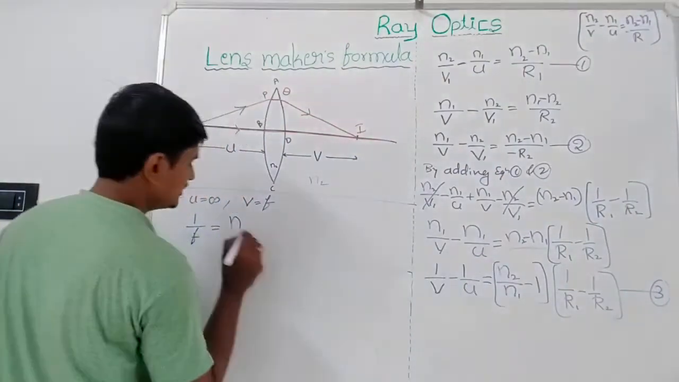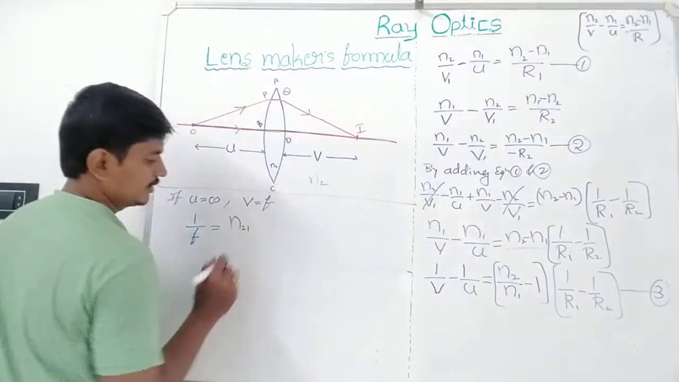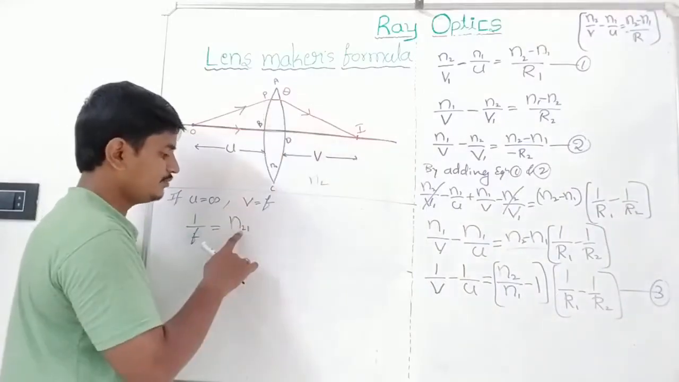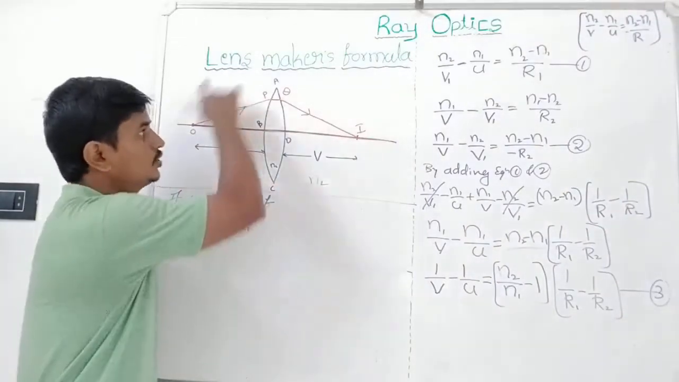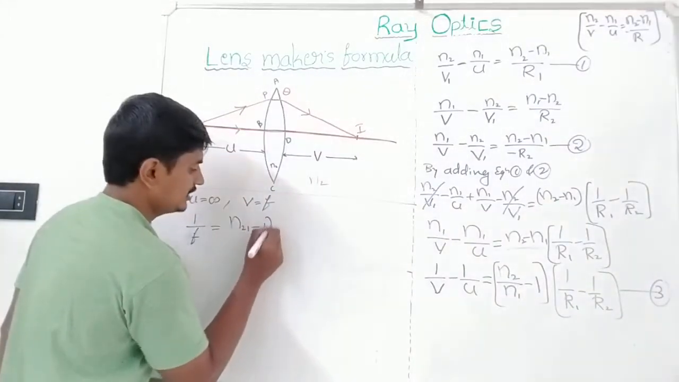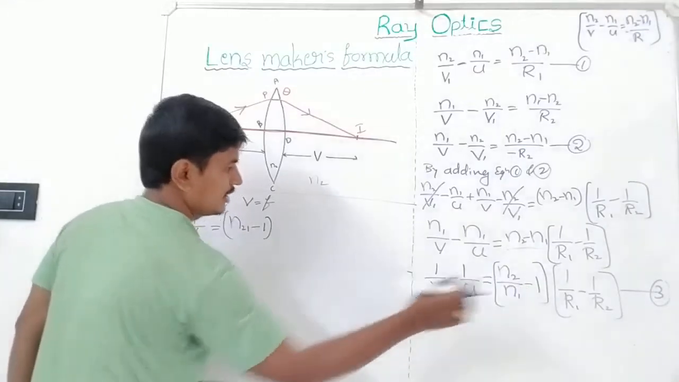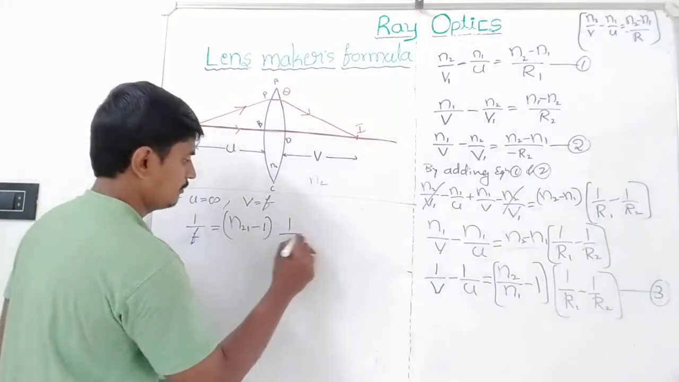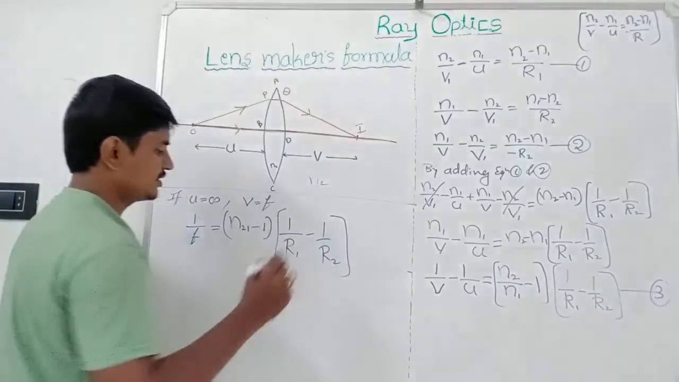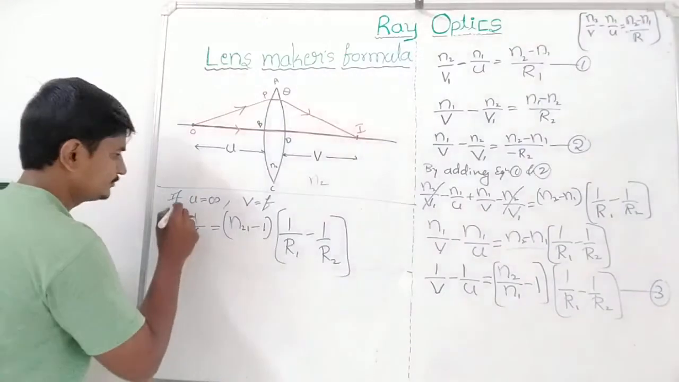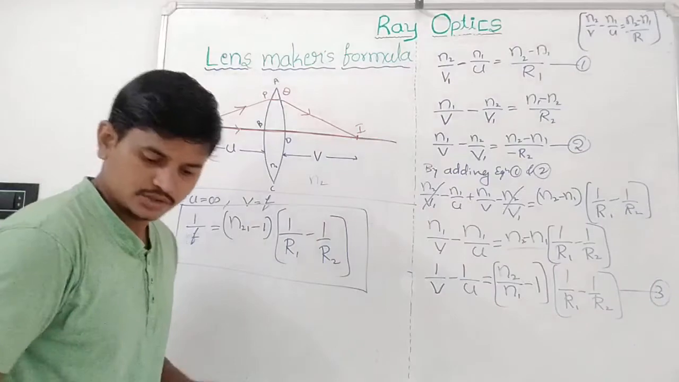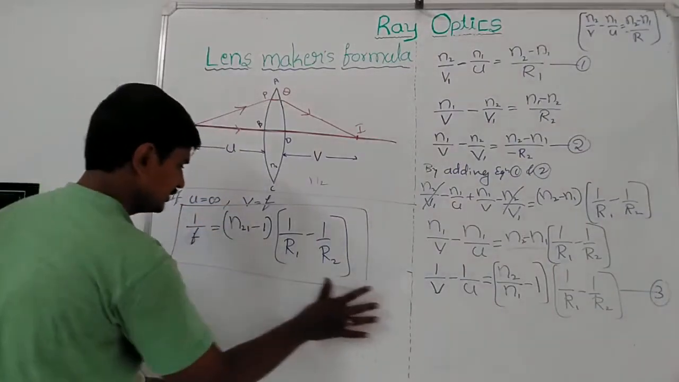This equation can be written as n21, nothing but the refractive index of the lens medium, that is the second medium here, with respect to surrounding medium n1. Minus 1, keep as it is here like this, and this one is 1 by r1 minus 1 divided by r2. This is an expression for the lens maker formula. So one more clarification if you want, I will give that.